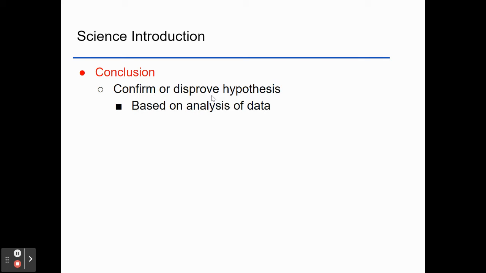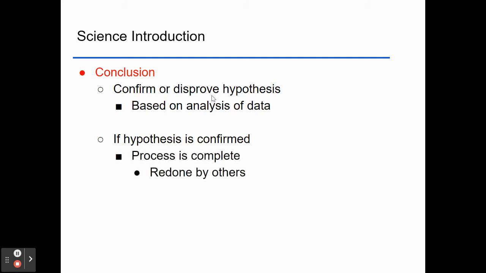So you have to look at your data and see, does it match up with my hypothesis? If I drop the ball at a higher height, then it'll bounce back higher than if I drop it at a lower height. Does that make sense? Does it follow my data? Did I get that data? Can I prove it? Does it match the graph? Those types of things belong in your conclusion. So if your hypothesis is confirmed, you're done. Congratulations. It needs to be able to be recreated by others.